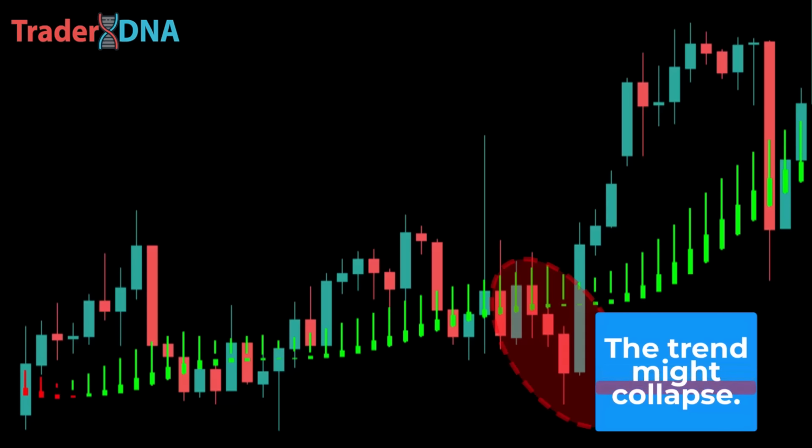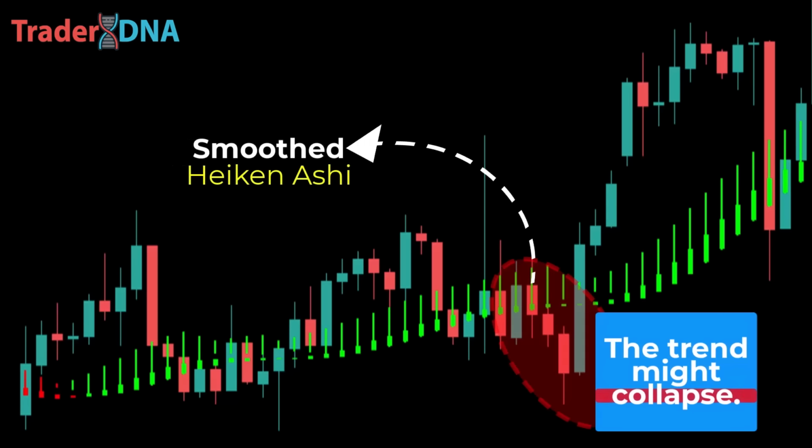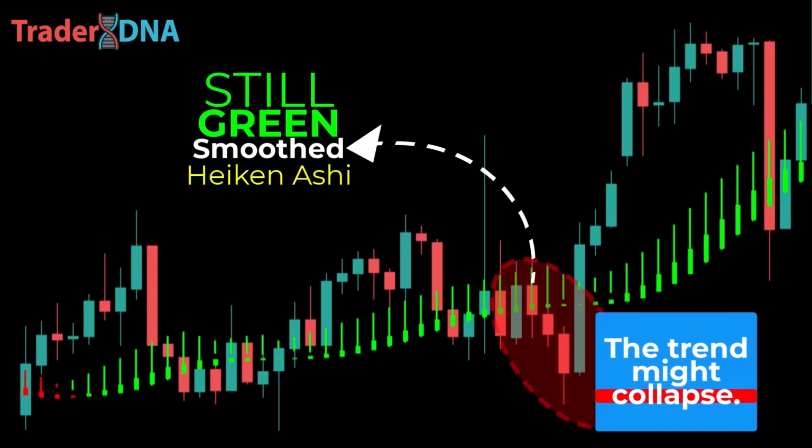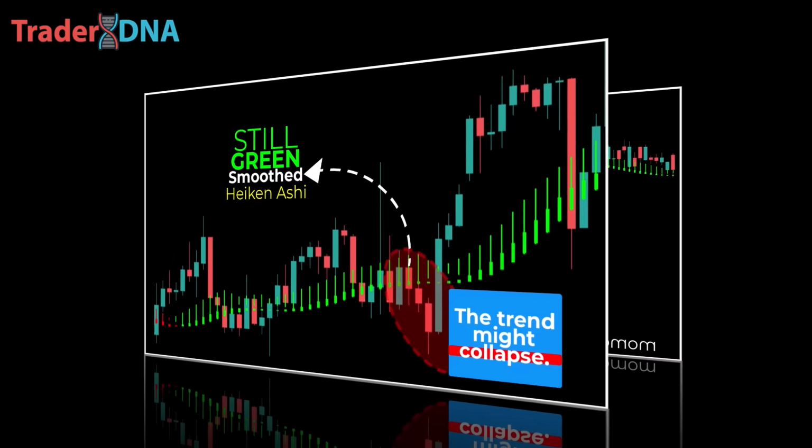Normal candles might freak you out, but smooth Heiken Ashi? It's like shouting, "Relax! We're still in an uptrend, don't panic!" And that confidence can save you from bad decisions. So yeah, smooth Heiken Ashi gives you a crystal clear, hype-packed view of the market while keeping all the important price details right in front of you. Reliable signals, less stress, smarter trading. That's why this indicator is such a beast.